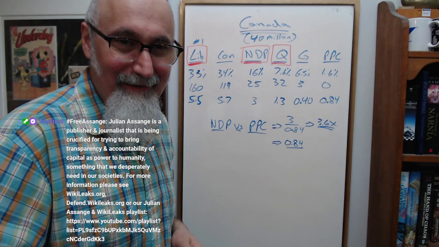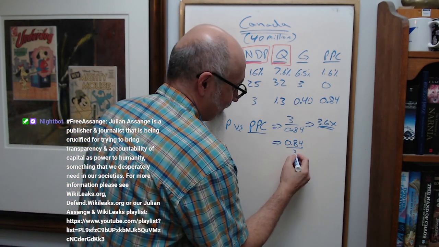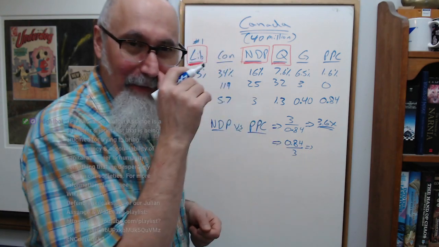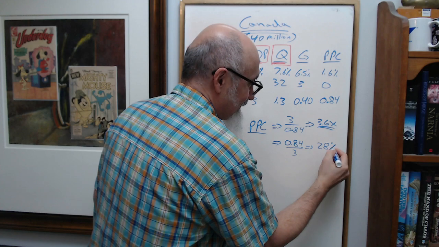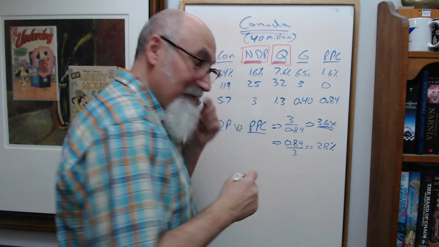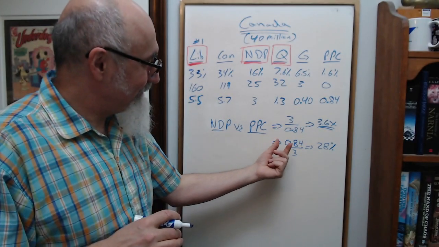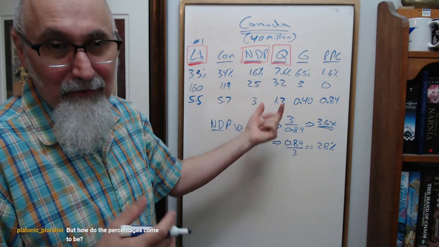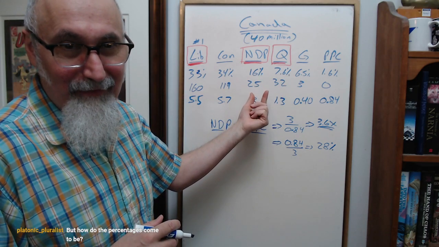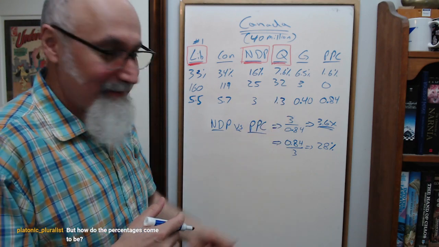Divided by 3. Sure, let's do it this way. Divided by 3. And this gives you 28%, right? So 28%, PPC got 28% of the votes that the NDP got. They get 0, and these guys get 25. It gets worse if you do it compared to Bloc Québécois, right?